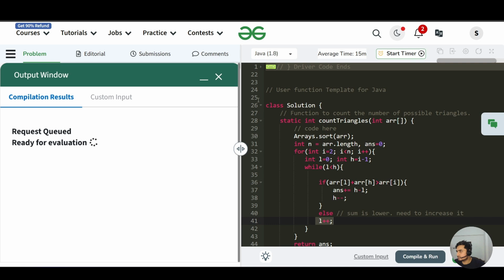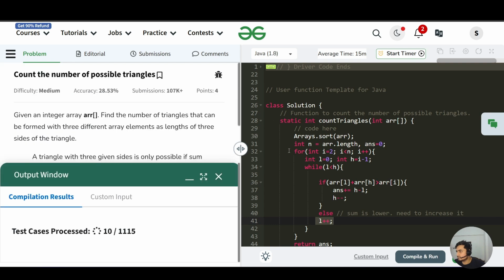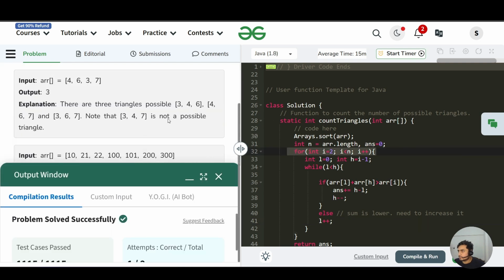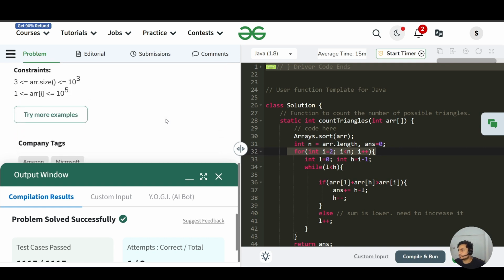What would be the time and space? So arrays.sort itself will take n log n, and this for loop will take n. That will give you the overall worst case as n log n, and that is it for this video.